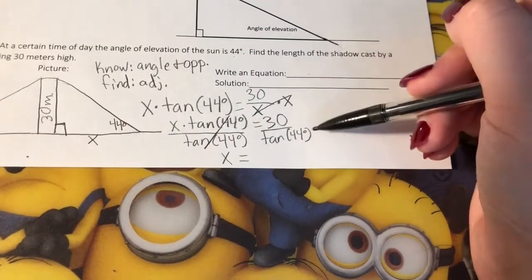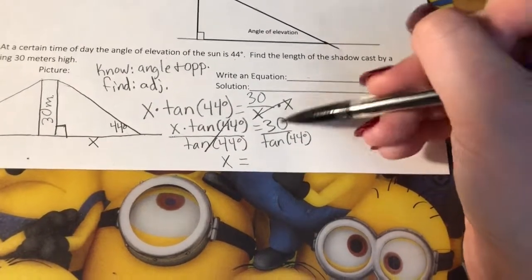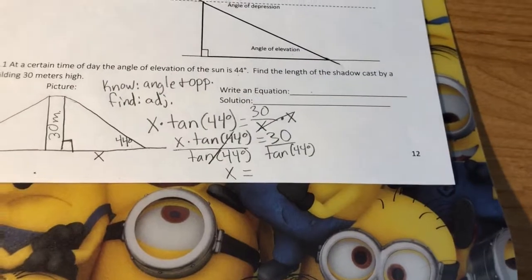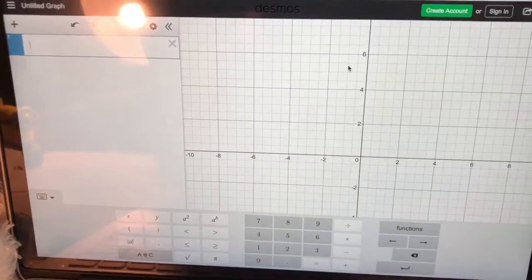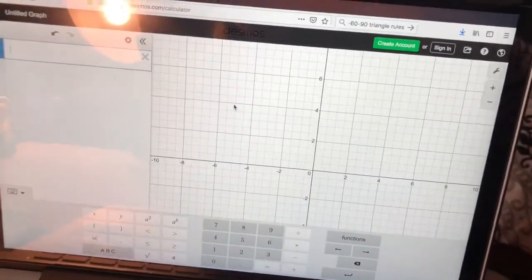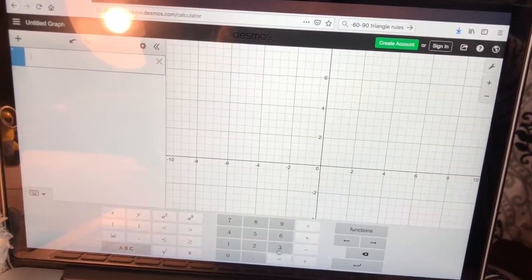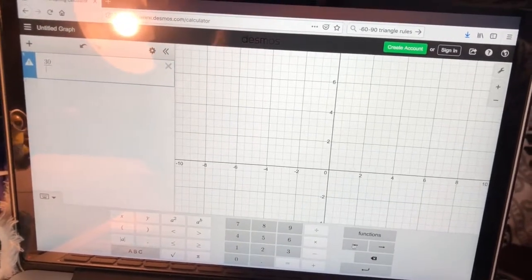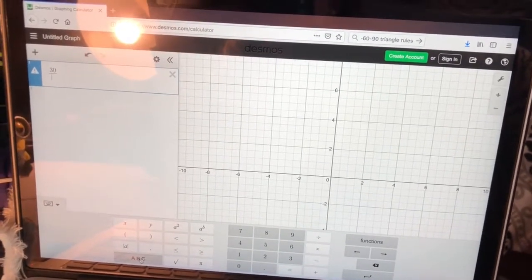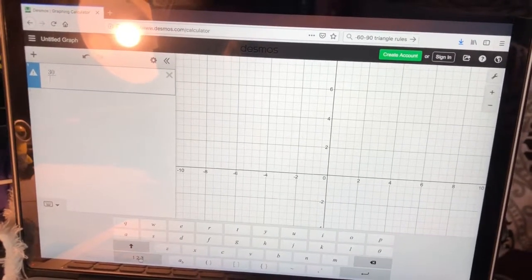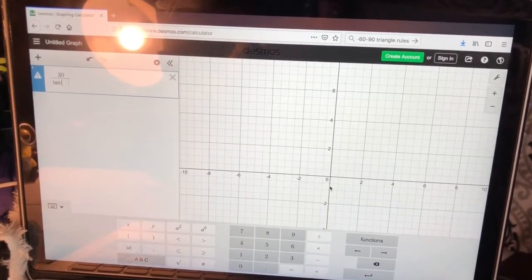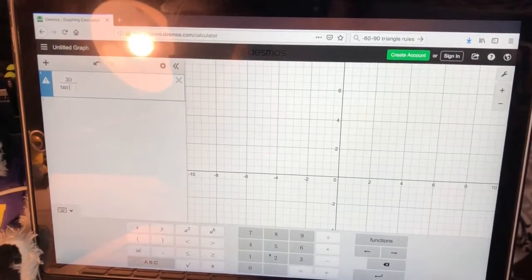Now, in this video, I want to take the time to show you how to put this into Desmos. So I'm going to use my computer because obviously I'm using my phone to record this. So here's Desmos on the computer, and I'm going to type in what we had. So we had 30 divided by tangent. So either you can come down here to the ABC and type in tangent, or you can come over here to functions and click on tangent. And then we've got 44 degrees.